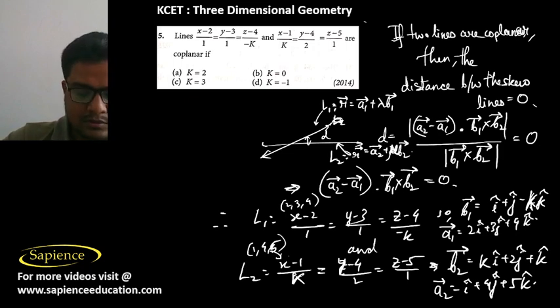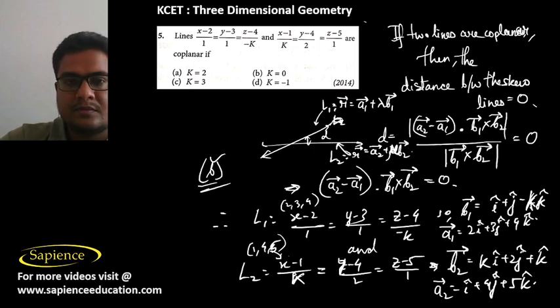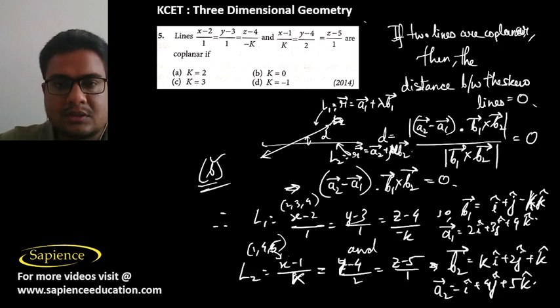Option D is the correct answer. And if in option C it was minus 3, then option C also would have been correct.